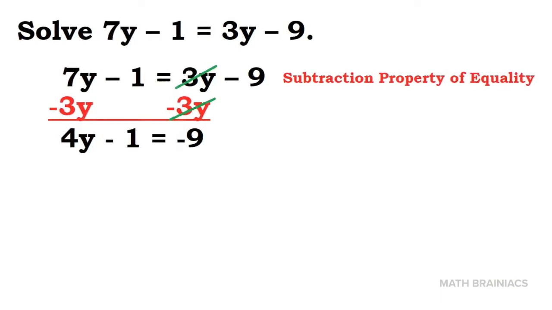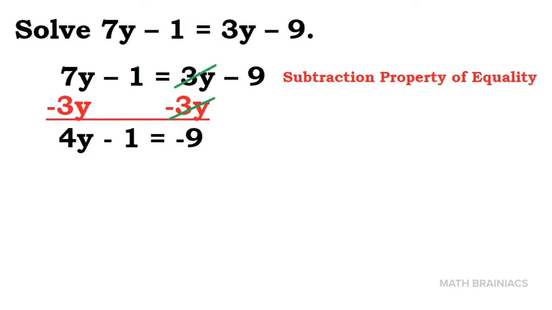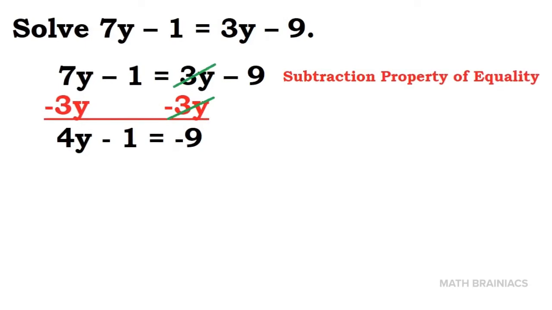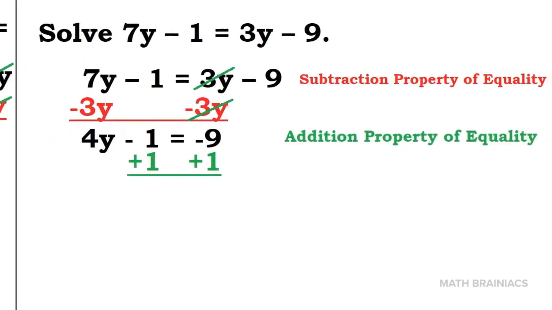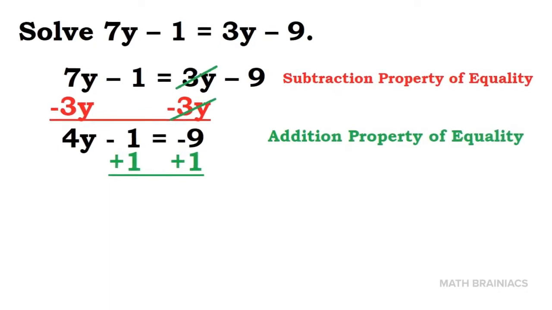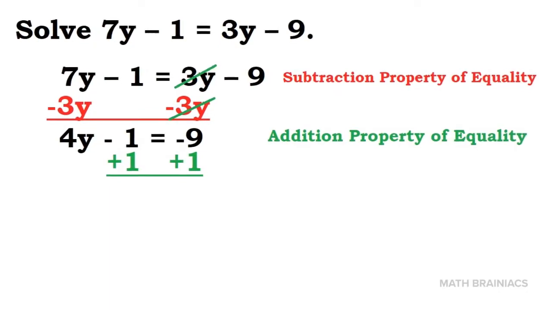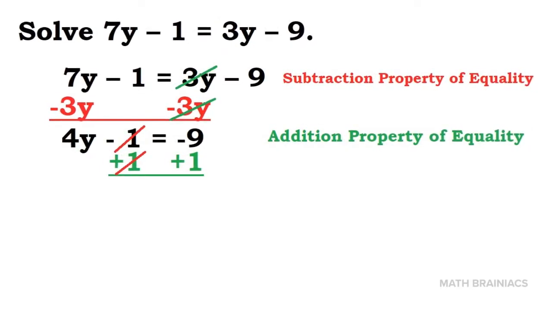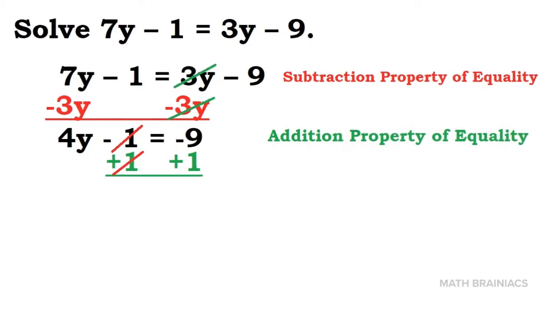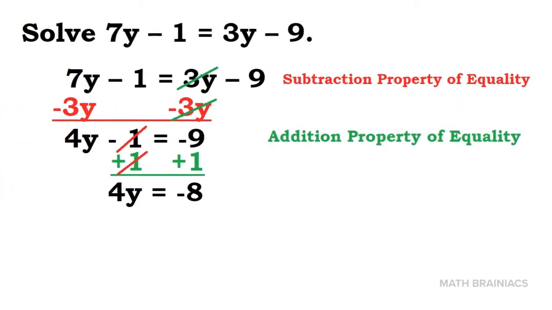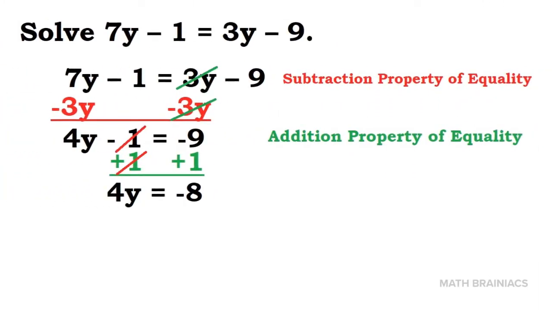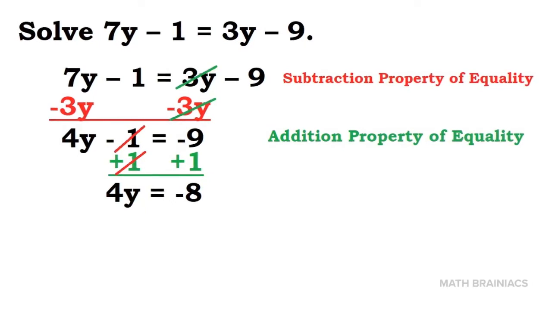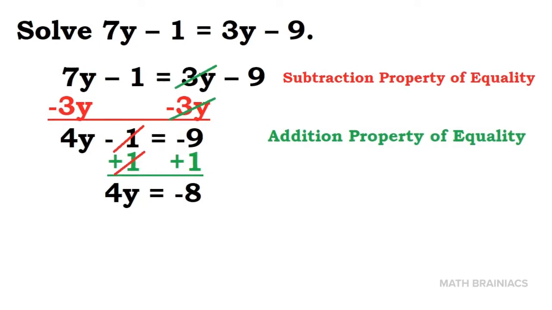Rewriting minus 1 is equal to minus 9 below, it will give us 4y minus 1 is equal to minus 9. What property are we going to use now to continue solving for y? We can apply the addition property of equality. We're going to add 1 on both sides of the equation. Moreover, we can cancel out the 1 on the left side. And we can work on minus 9 plus 1 is equal to minus 8. Therefore, 4y is equal to minus 8.